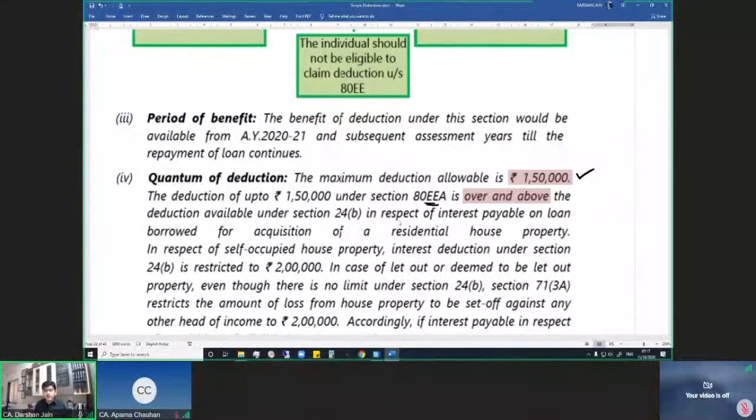This is going to be over and above the deduction that is already available under section 24B. So when you pay interest in respect of a self-occupied house property, while you're acquiring it, and you're paying interest of more than 2 lakh rupees, 2 lakh rupees is something you could claim under section 24B and the remaining part you could claim under section 80EEA.